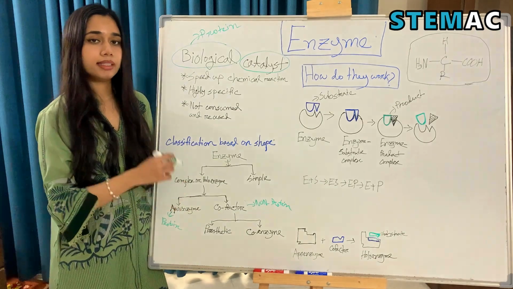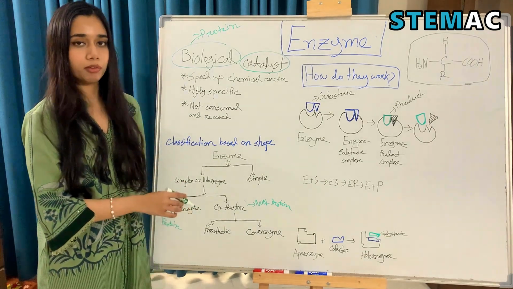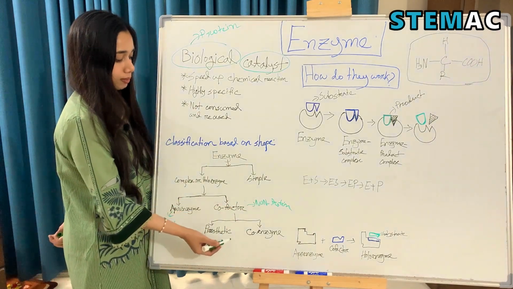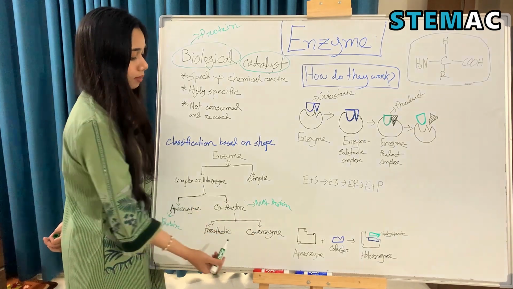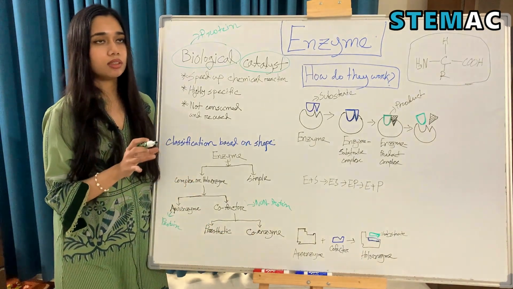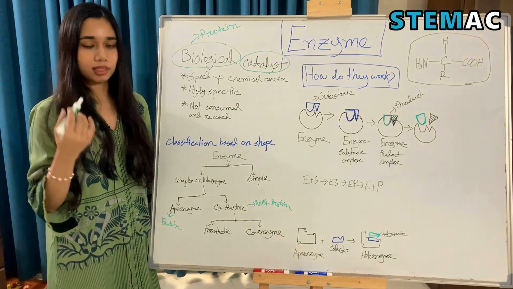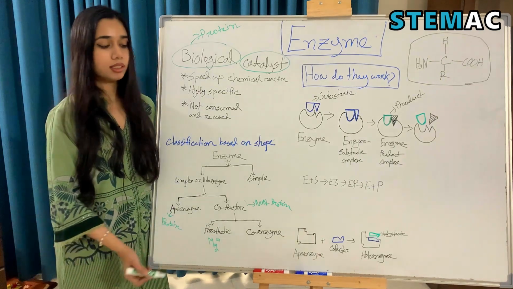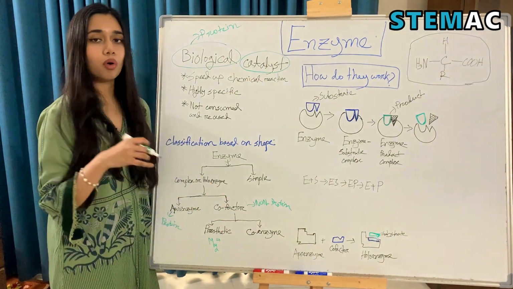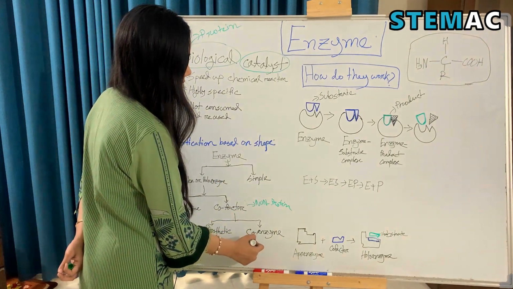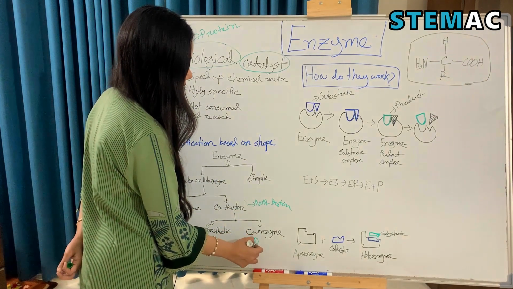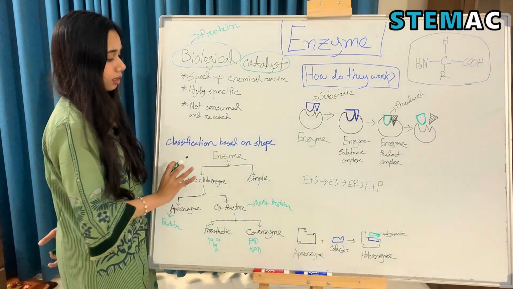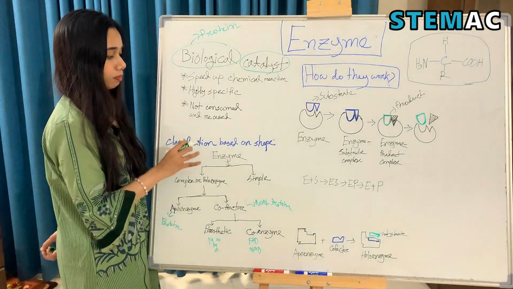And the cofactor attaches with an apoenzyme of a complex enzyme and activates it. So the cofactor can be of two types, which are prosthetic group and coenzyme. The prosthetic groups are the little inorganic molecules or metal ions, such as magnesium, right? And coenzymes are large organic molecules like FAD, NAD, etc. So these are the cofactors, and these are the types of enzymes that we get based on shape.